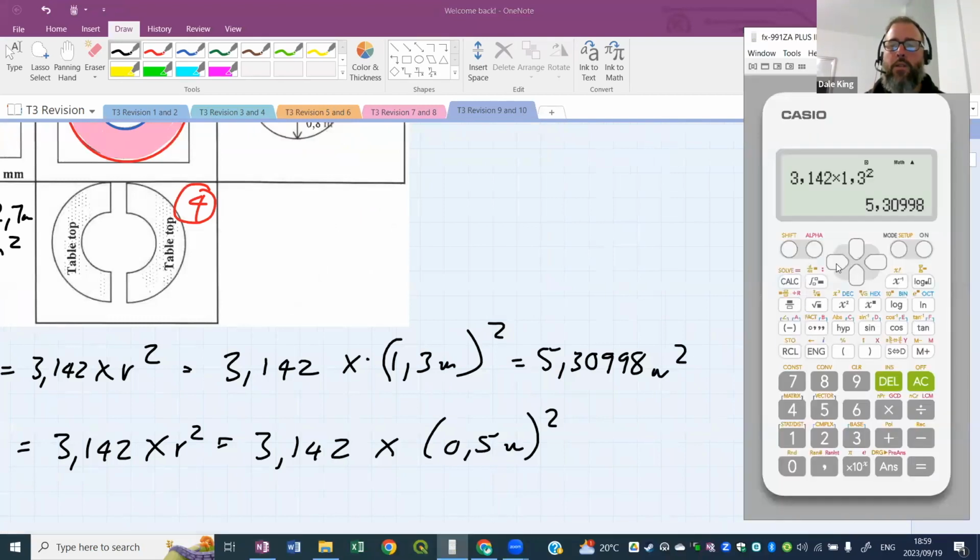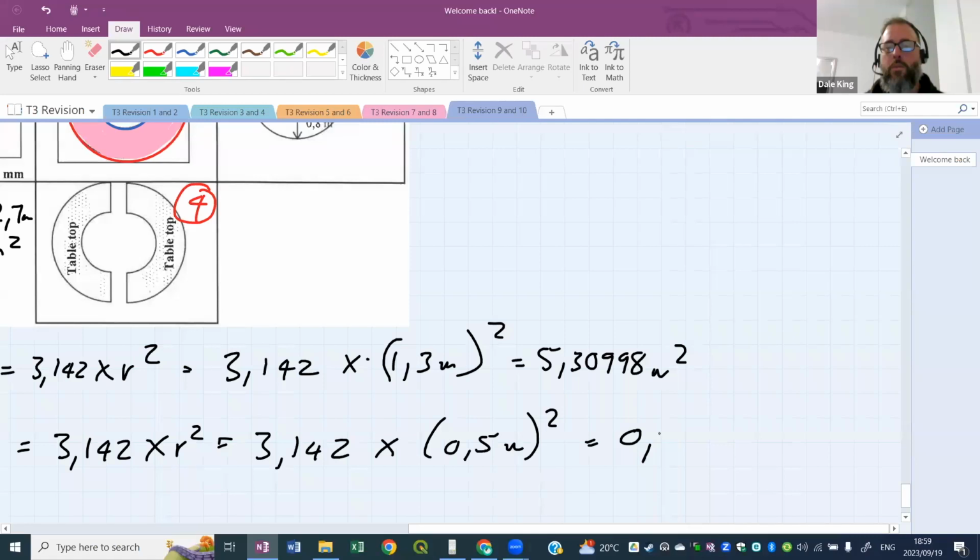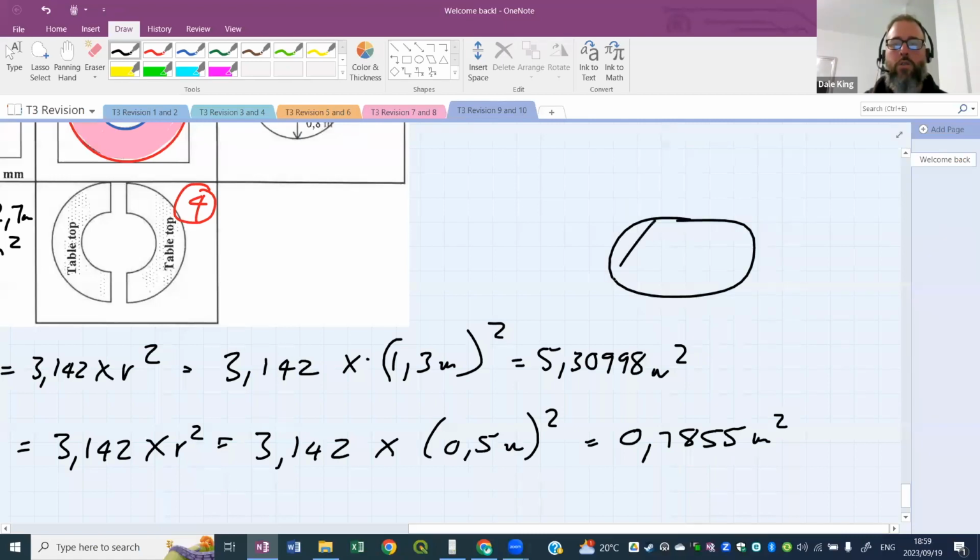And the small one just needs to change to 0.5. That's what needs to change there. 0.7855 meters squared. Okay, so now this top number is for a whole circle, the big one, as if there wasn't a hole, and the small one at the bottom is for the little part in the middle. Okay, so what we've got to do is take this little one and cut it out of the big one. All right, and that'll give us that pink shape there.